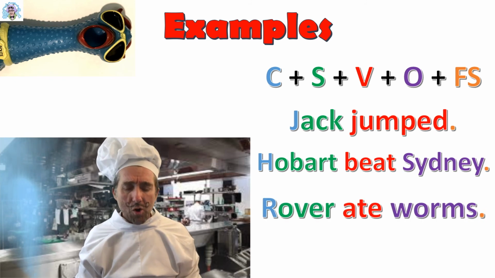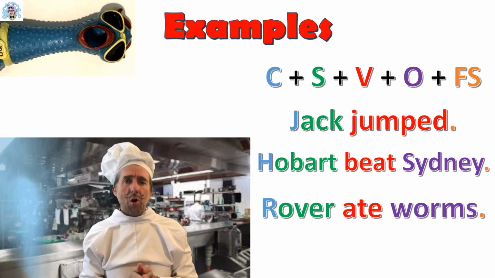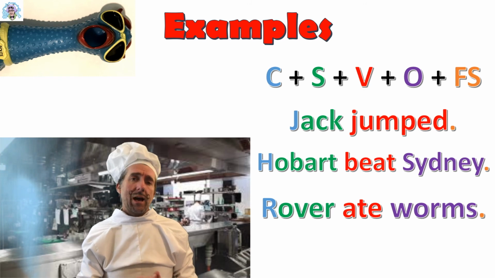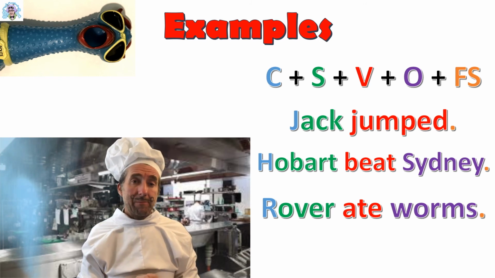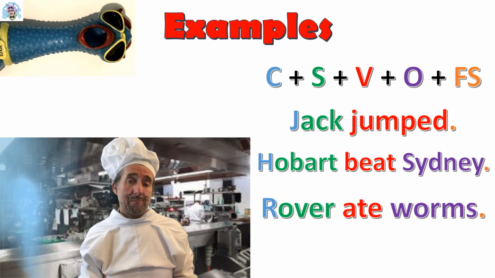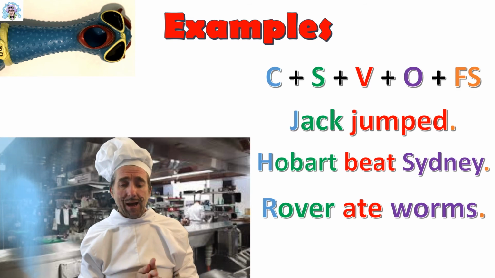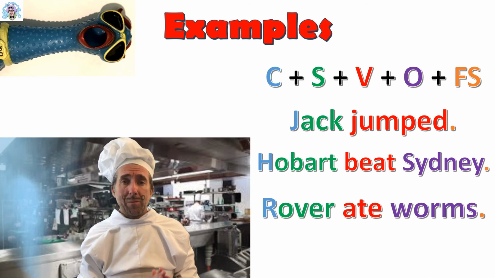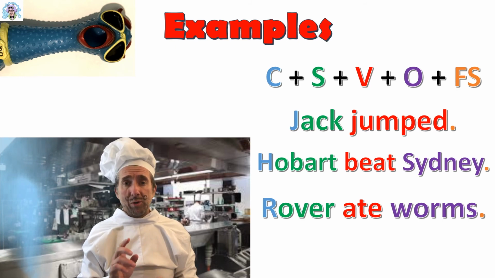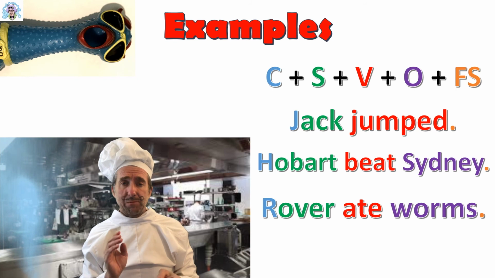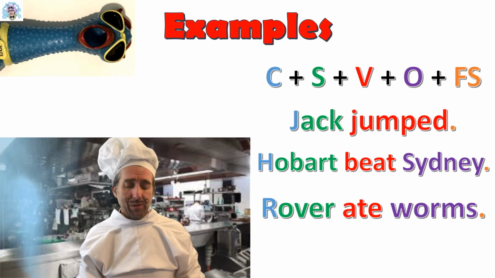Rover ate worms. In this case, Rover is my subject. He starts with a capital letter because he's actually the first word in my sentence. Also, I've got a verb in there, which is ate. And then I've got an object who is receiving the action, or the action's being done to, which is the worms. And then finally, I've got a full stop at the end.